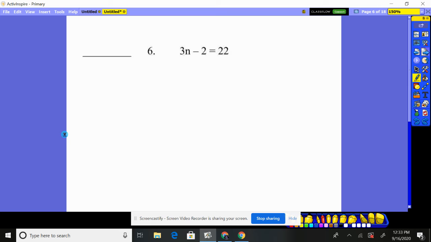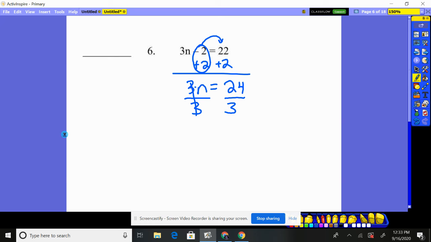Okay. We have 3n by itself, so we want to move this number over to the other room to be with the other number. How do we get rid of subtracting 2? We add 2 to both sides of the equation. That gets rid of it on the left, leaving us with just 3n. On the right, we have 24. So we now have 3n equals 24. We undo the multiplying by 3 by dividing by 3. And we get n is 8.